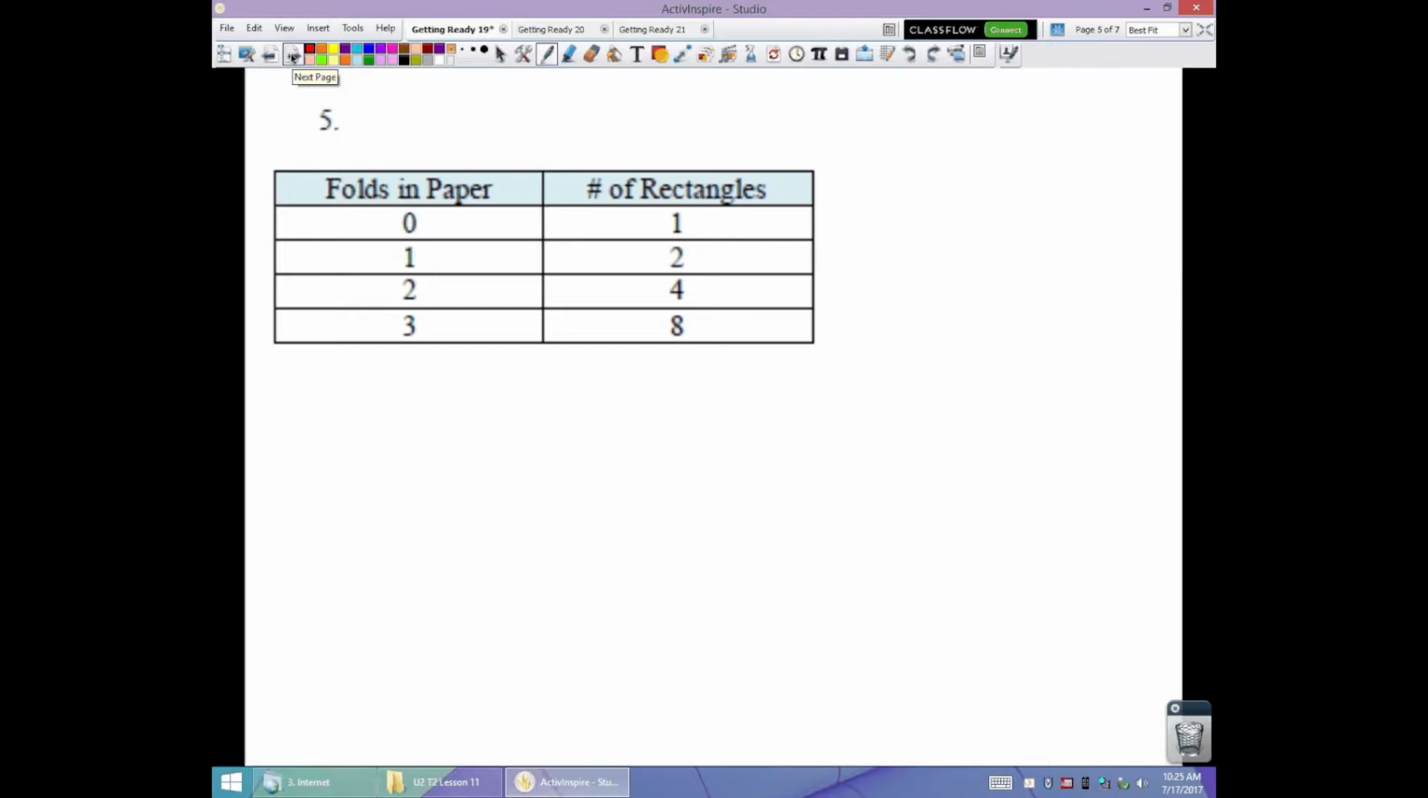Number 5, this time we're multiplying our number of rectangles by 2. 2 times 2 is 4, 4 times 2 is 8. So our explicit equation would be f of x, or y, is equal to the 0th term, which is 1, times our multiplier, 2 to the x power. And again, you do not have to include the 1.